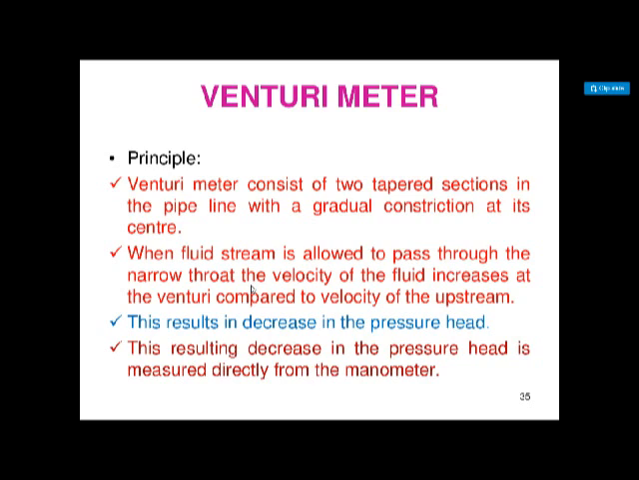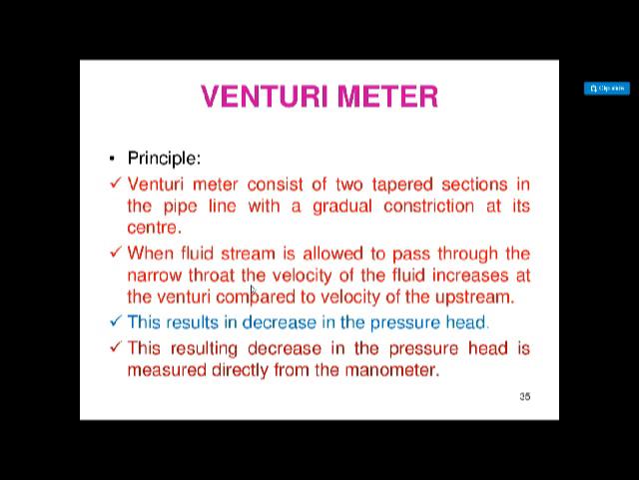This results in a decrease in the pressure head, right? As the fluid stream flows through the constricted area, the velocity increases. Velocity increase हो गई तो क्या हो जाएगा? There will be a decrease in the pressure head, and the resulting decrease in the pressure head is measured directly using the manometer, same as that of the orifice meter. Orifice meter का वीडियो अगर तुमने नहीं देखा होगा तो you go through that video, you will get the detailed idea. The same principle applies to the Venturi meter.